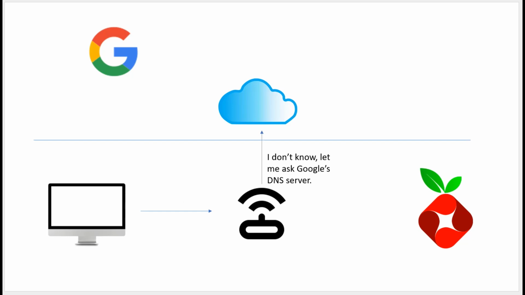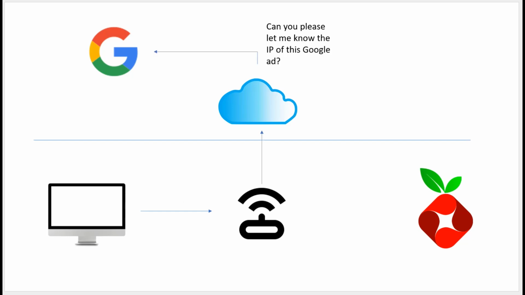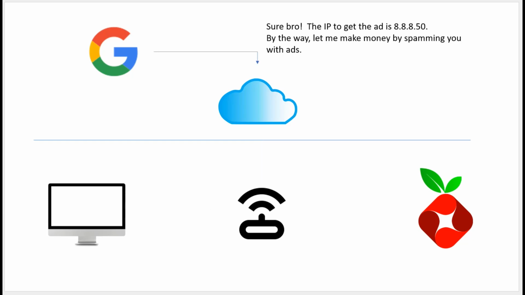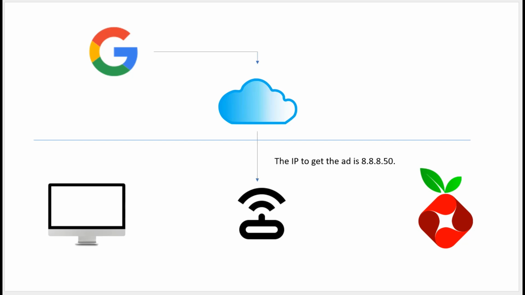Your router goes to the internet, reaches out to Google if that's your DNS provider, and then it tells you, okay, this is the IP that you need to load that ad. And it goes back into your network, and then the router gives it back to the PC, which then knows how to get that ad information.